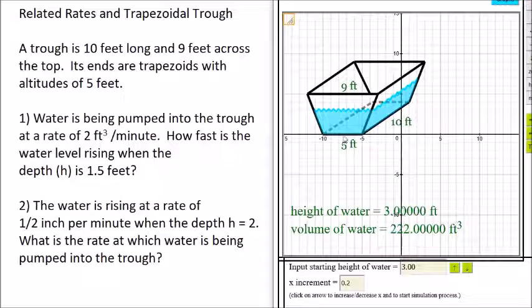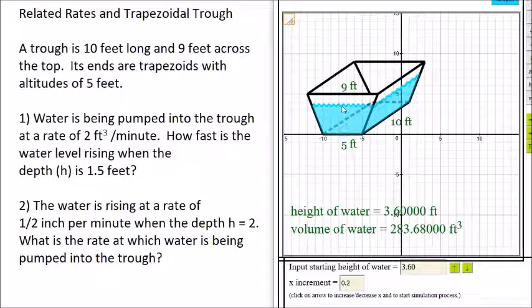If we go higher, right now we're at a height of about 3 feet, and the corresponding volume of water is 222 cubic feet. Now the water level is at a height of 3.6 feet, and the corresponding volume of water is 283.68 cubic feet. The question is: if water is being pumped into the trough at a rate of 2 cubic feet per minute, how fast is the level of the water rising?